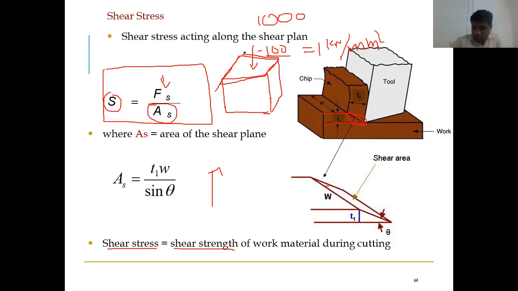Now I'm not applying 100 kilonewton, I'm applying 1000 kilonewton, right? So how much will it come? 1000 divided by 10 by 10. It is coming 10 kilonewton per mm square, right? ठीक है? So this is also stress. That is also stress. Is it clear? Yes, sir.